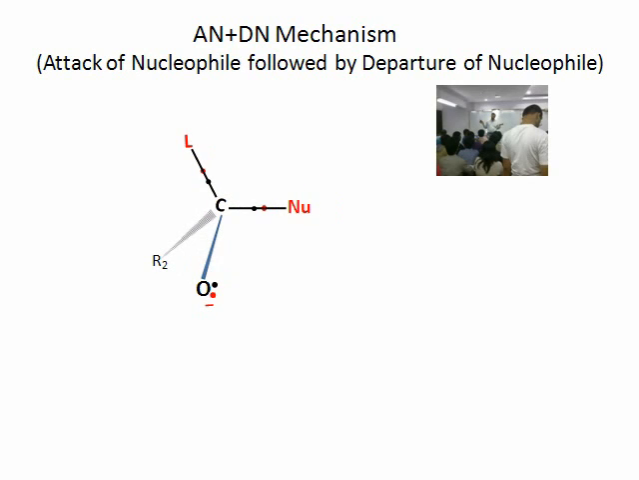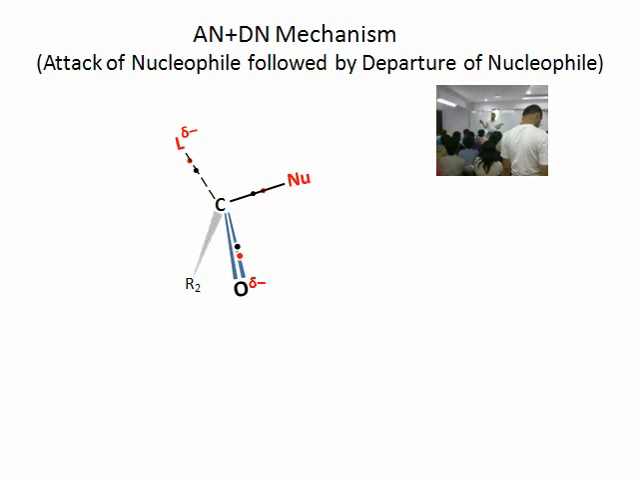in this way. So O has become negatively charged. Now this negatively charged oxygen will start forming pi bond again in this way, and the leaving group would start escaping from the molecule. So in this way L- will be removed from the intermediate. So therefore Nu- has replaced L-. This is called attack of nucleophile followed by departure of nucleophile.